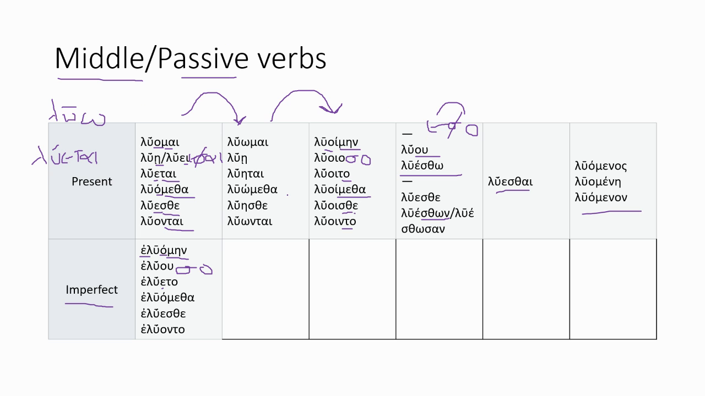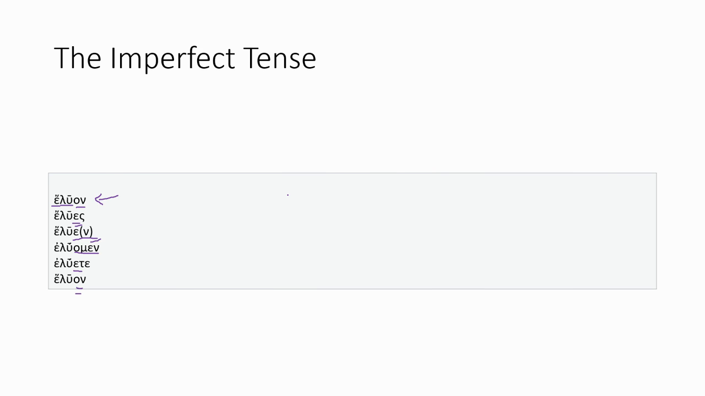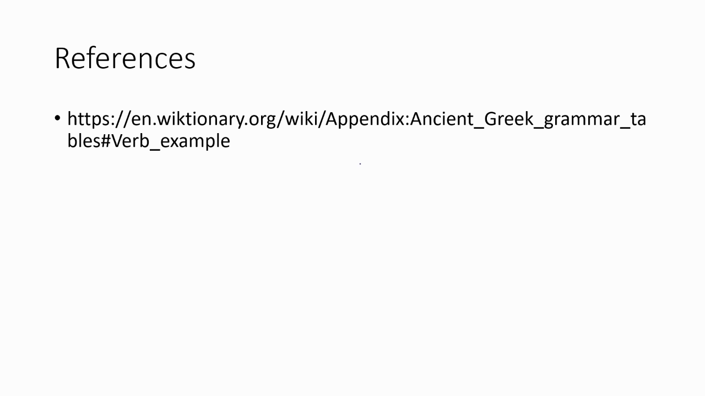So basically, it really shouldn't be that hard to just crank through these and memorize these forms. It looks like a lot, but the present system, these verb forms are going to be your core that you're always going back to. So just do the nitty-gritty work to be able to memorize them all. And here we've got our ancient Greek grammar tables. This is where I got most of the tables from.